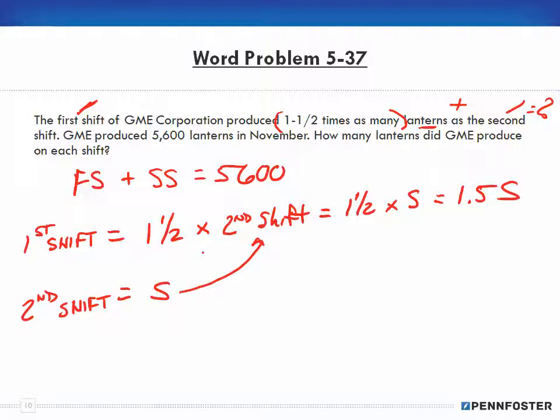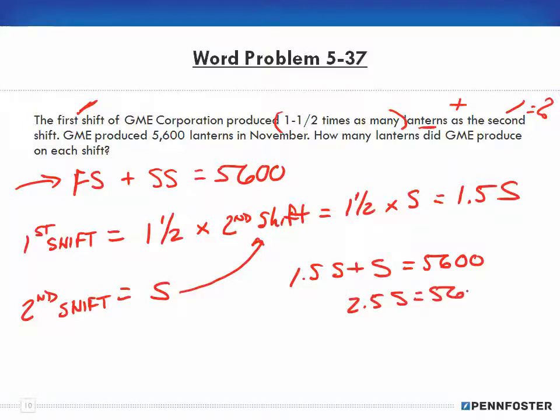And so since now we know that our second shift is s and our first shift is 1.5s, all we need to do is plug those back into our original equation, and we get the first shift of 1.5s plus s for the second shift is equal to 5,600. So 1.5s plus 1s is 2.5s is equal to 5,600. And we divide both sides by 2.5.